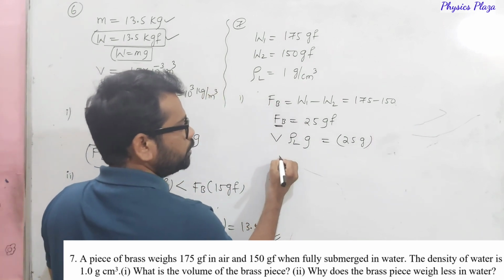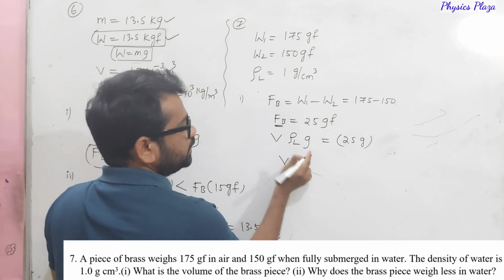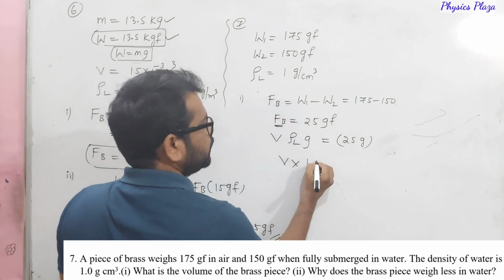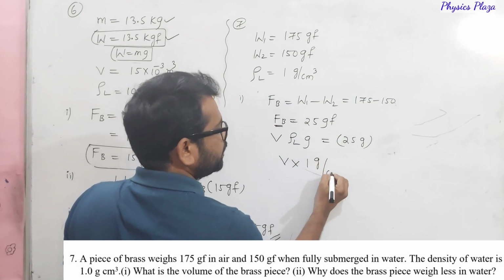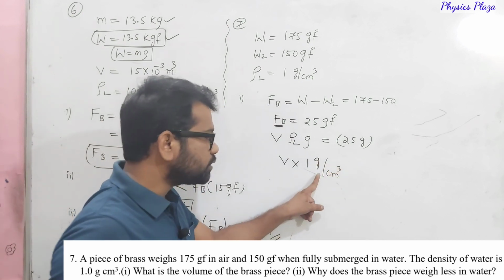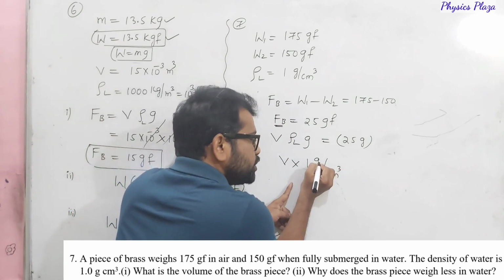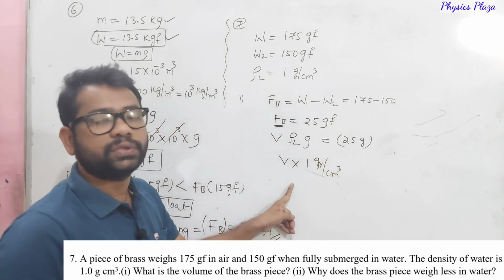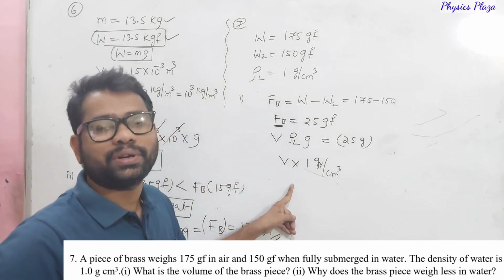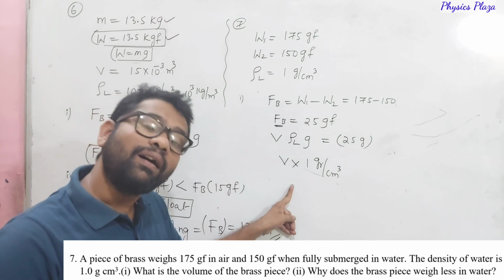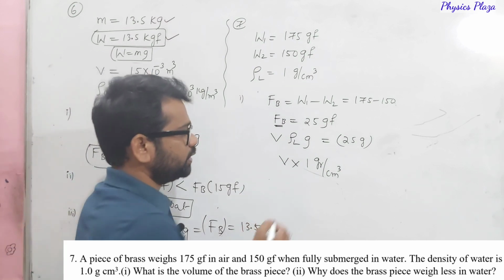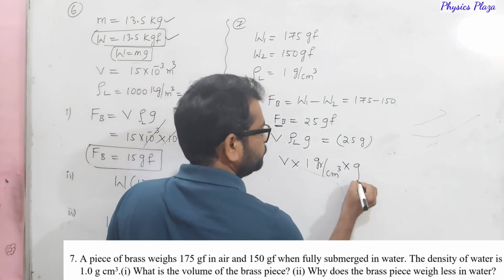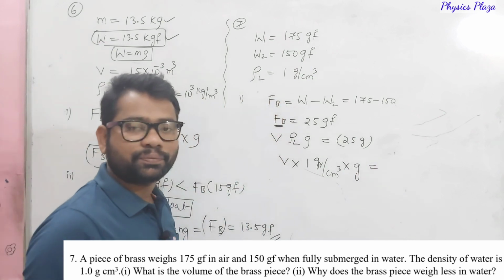So here the volume is to be calculated. Density of the liquid is 1 gram per centimeter cube. Children, don't get confused. That's what I am writing, gr. Don't get confused. And into g as usual.